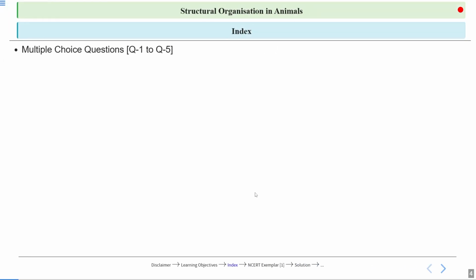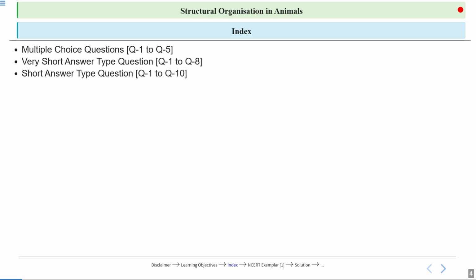And today's index part: multiple choice questions. There will be questions number 1 to 5 that are multiple choice questions. Very short answer type questions, from question number 1 to question number 8. Short answer type questions, 1 to 10. And there will be long answer type questions, that is question number 1 and question number 2.